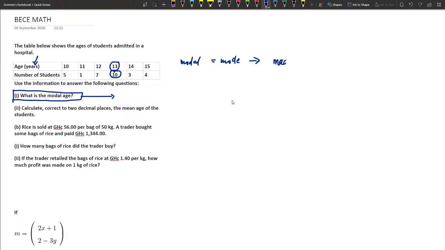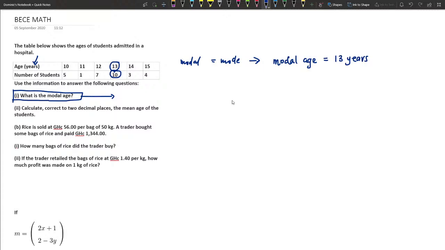Sorry, this is O. Let me just clean this quickly. Modal age equal 13 years. Modal age equal 13 years. You can write your answer this way, it's accepted as long as you equate it and then you have the unit, which is the years, attached to it. Okay, you can equate it this way.